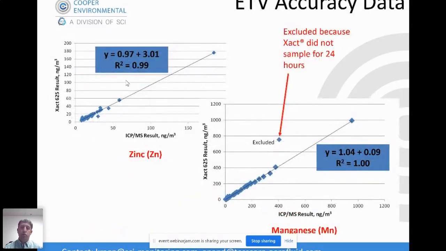And then this slide shows the results for 2 other metals, for zinc and for manganese. Again, for zinc, you have a slope of 0.97 and R squared of 0.99, indicating very, very good agreement between the two methods. And the same for manganese, getting a slope of 1.04 with an R squared of 1. So very, very precise relationship there.